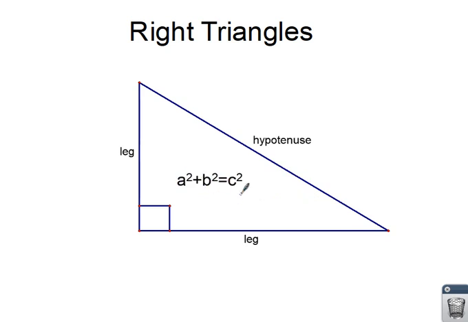All right, parts of the right triangle that are important. Obviously, a right angle has to be present, so if there's not a right angle, we can't use any of this today. Right triangles have two legs. Those are the perpendicular sides. And then the longest side of the right triangle is called the hypotenuse. And it will always be the longest side.